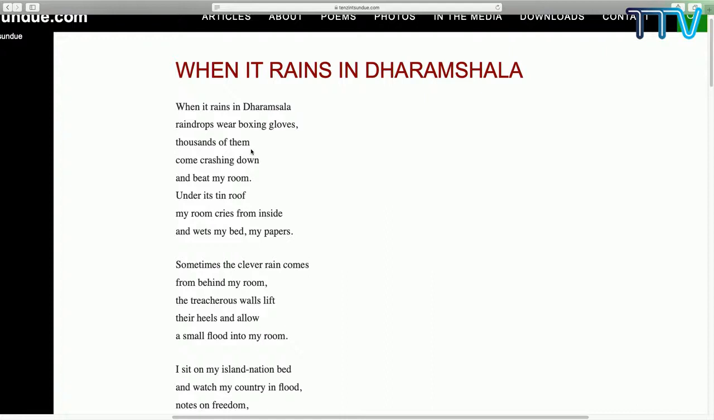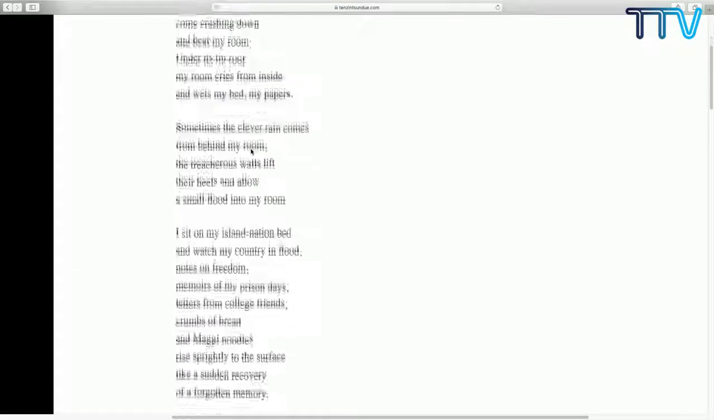So when it rains in Dharamsala, raindrops were boxing gloves. You see boxing gloves, thousands of them come crashing down and beat my room. Under its tin roof, my room cries from inside and wets my bed, my papers. You see, he was just describing, and you can vividly picture all these things. He had beautifully painted the picture of Dharamsala, especially during the rainy season. I'm sure those who are in Dharamsala can easily relate to this small piece of writing.